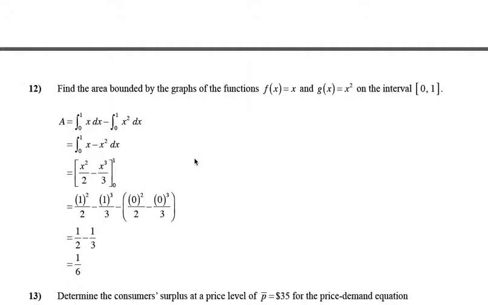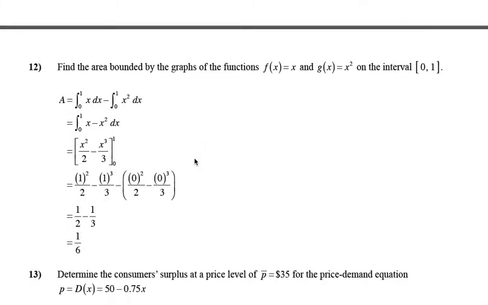Now in number 12, we're again going to calculate a definite integral, for a more abstract reason. We're just asked to find the area bounded by the graphs of the functions f of x equals x and g of x equals x squared, and the interval is in this case 0 to 1. Now I believe on the practice that I passed out it says 0 to 2, and you could certainly do that, but you would get a negative answer, and that won't be the case on the test.